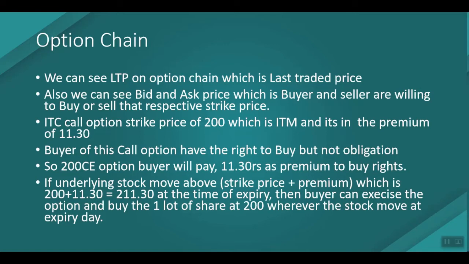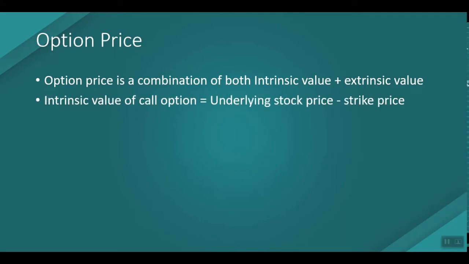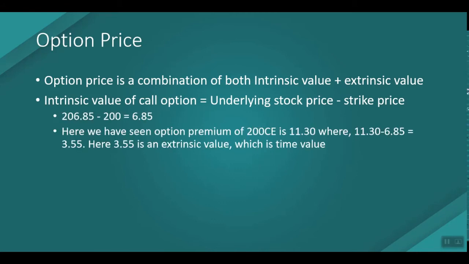Okay, so option price is a combination of both intrinsic and extrinsic value. So let's look into it. What is intrinsic and extrinsic value? The intrinsic value of a call option is the underlying stock price minus the strike price. So here you can see that 206.85 is the underlying stock price, and we have seen the example of the 200 strike price for the call option. So 206.85 minus 200 equals 6.85.